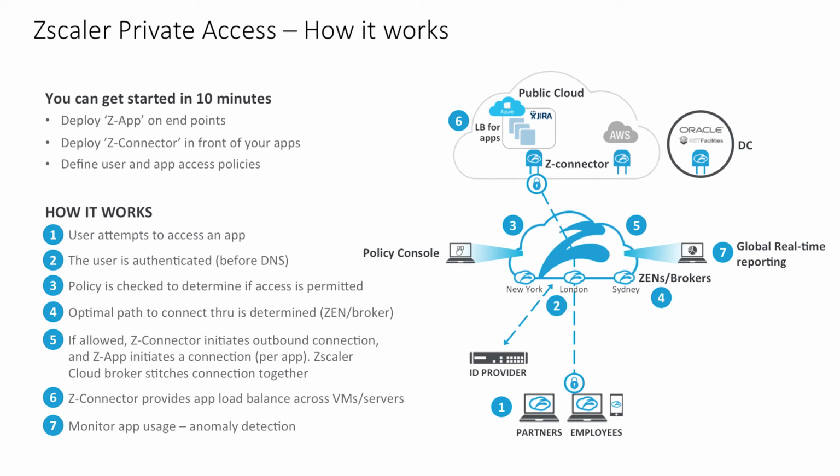And through the same centralized single pane of glass console, you can actually then see the user policies, which user is doing what, and you can find anomalies, for example, or get more detailed reports out of that. So this is in a nutshell how Zscaler Private Access works from an organization perspective.